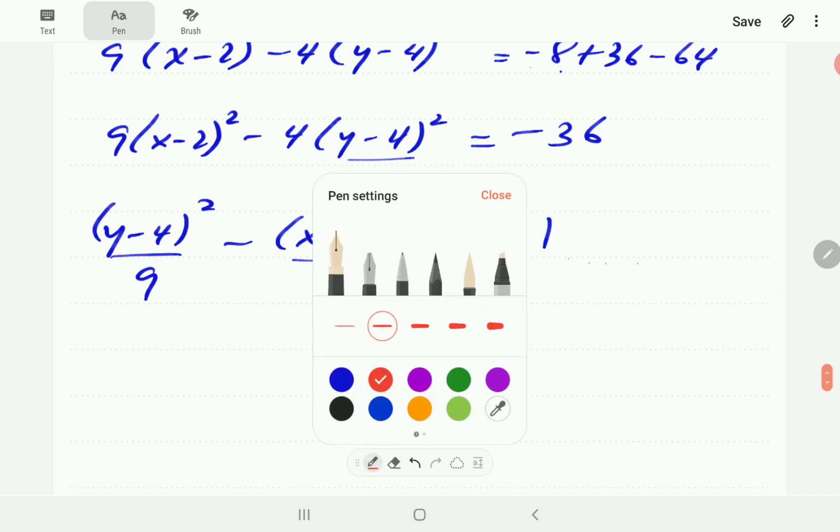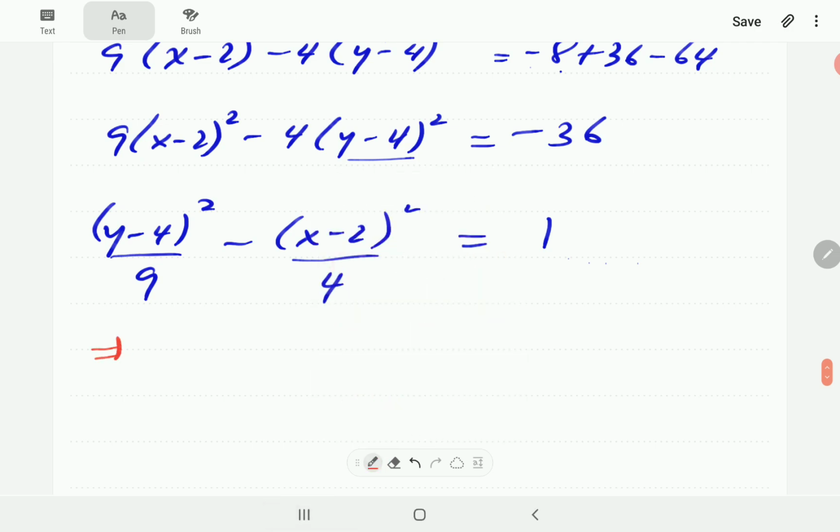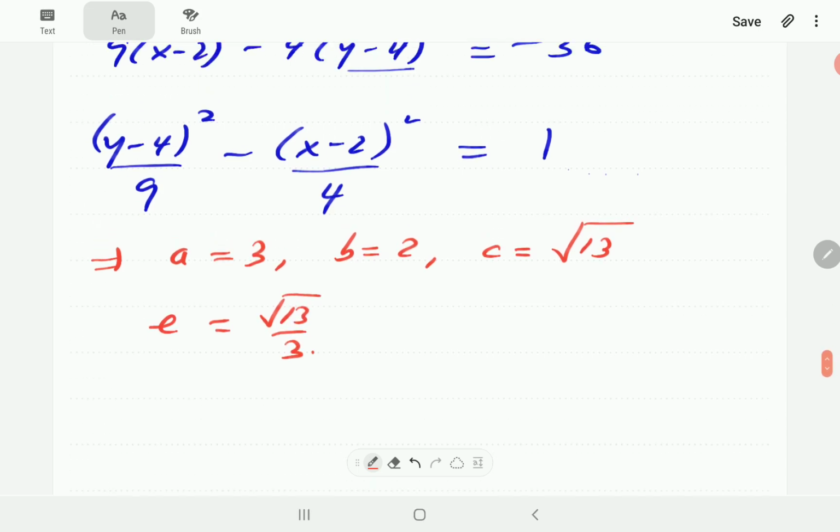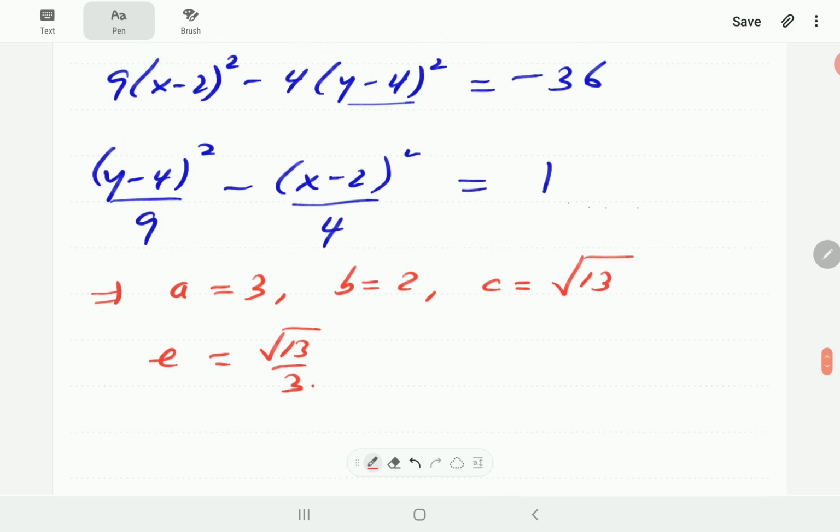So what this is telling us is that a is 3, b is 2, and c is going to be the square root of 9 plus 4. It's going to be square root 13. So the eccentricity is going to be square root 13 over 3. We need to make the sketch.